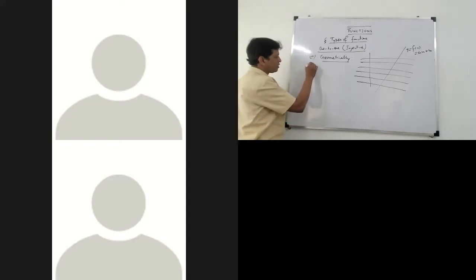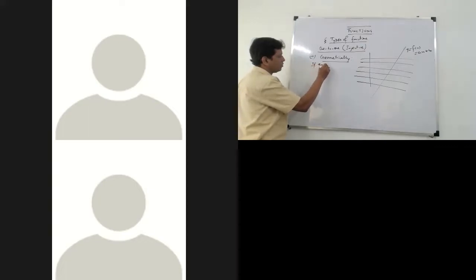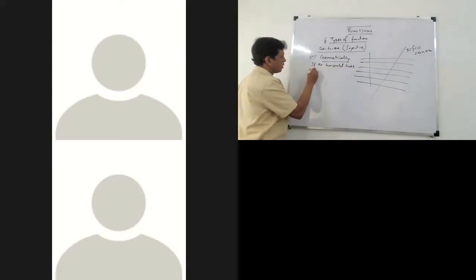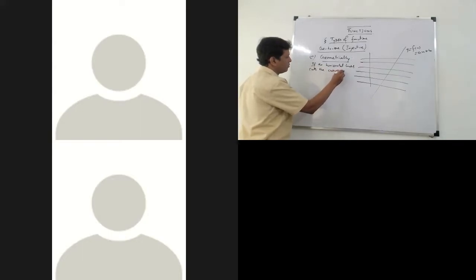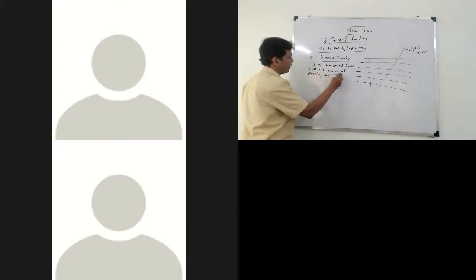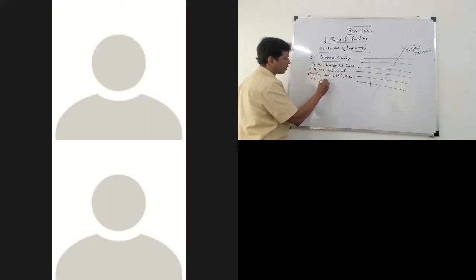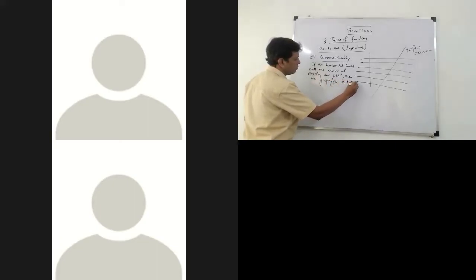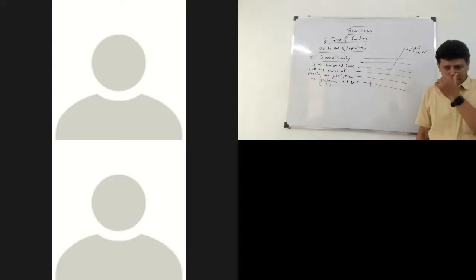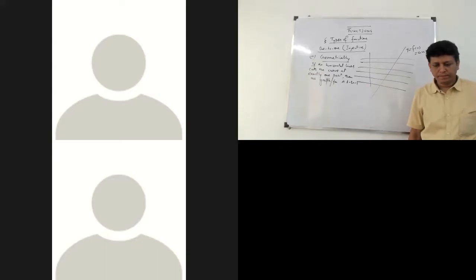So, if the horizontal line cuts the curve at exactly one point, then the graph is one-to-one or the function is one-to-one. Am I clear? Yes. Any questions?